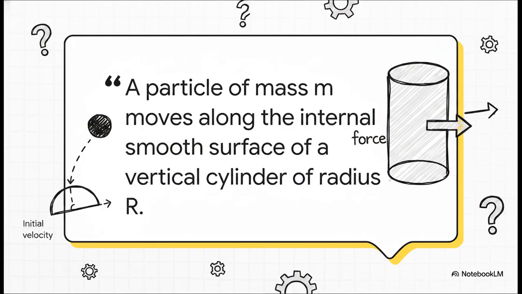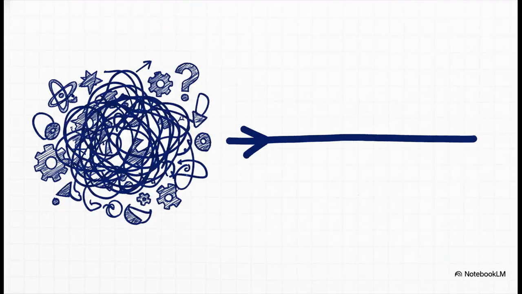Okay, so let's read the official problem. When you first see this, your brain might just go, whoa, that's a lot. You've got a particle, a cylinder, some initial velocity, an angle, and it's asking for a force. It's really easy to get lost in all the words. But here's the thing about problems like this. They are not as scary as they look. Once you have a clear strategy, all that complexity just kind of melts away.